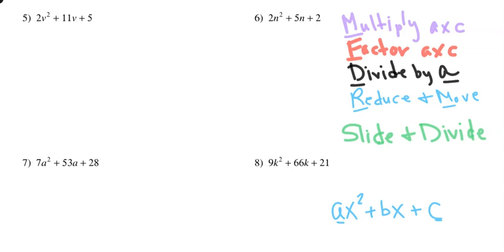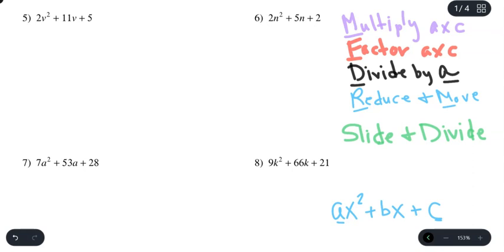So let's go ahead and apply this. Let's look at the first one. I have 2 and I have 5. So I'm going to multiply a times c. 2 times 5 is 10. And the sign is important. It's a positive 10. So there's my multiply a times c.